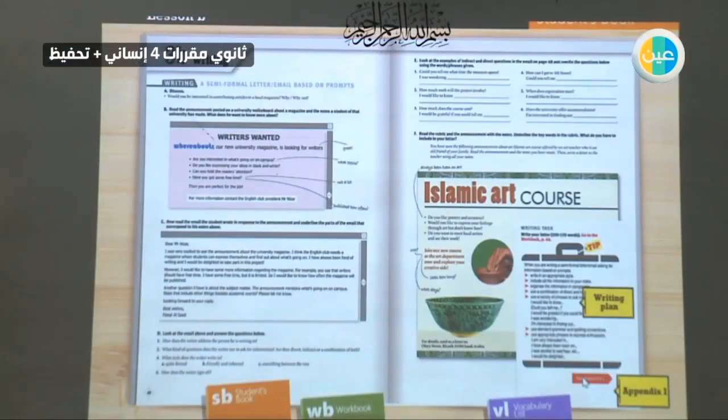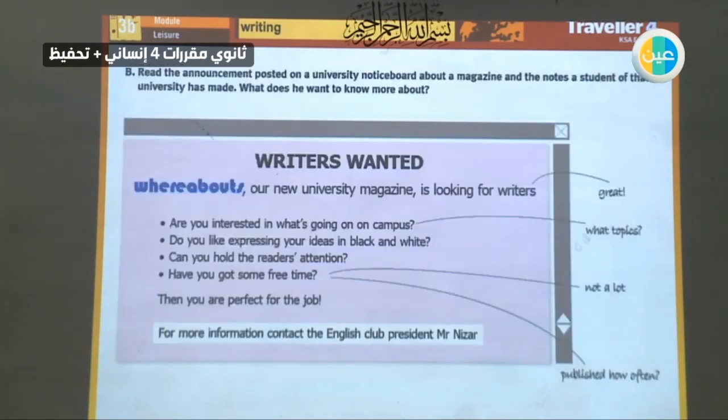Let's go back to writing here. A semi-formal letter or email based on prompts. What's semi-formal? Semi-formal means it's not formal and it's not informal. It is something in between. Based on prompts means using prompts, using notes, like here. You can see here, notes, these are prompts.